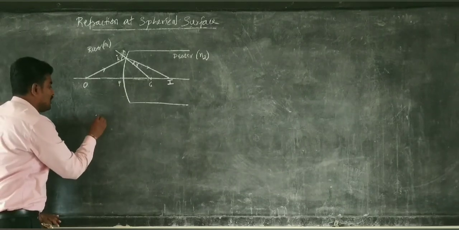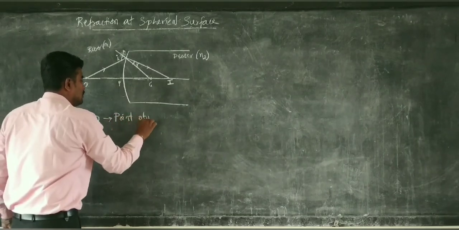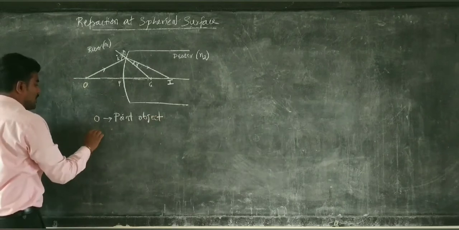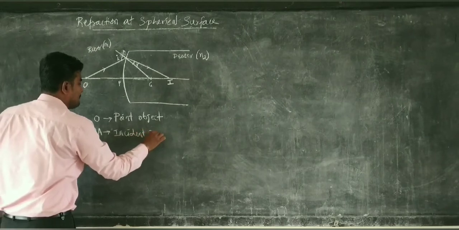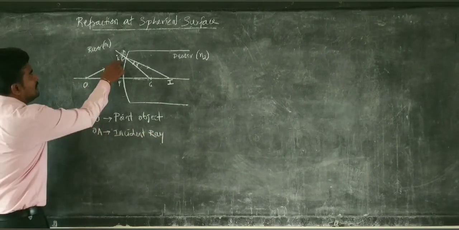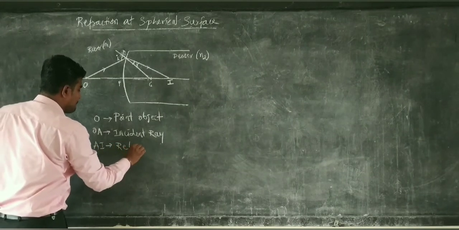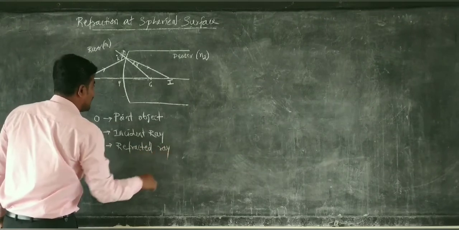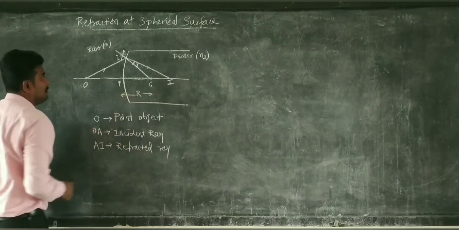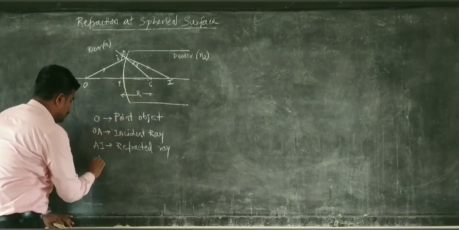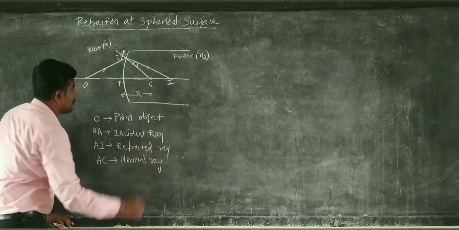So we shall write all the things. O is the point object, OA is the incident ray, and AI is the refracted ray, and from P to C it is the radius of curvature, okay, and AC is the normal ray, I can say.